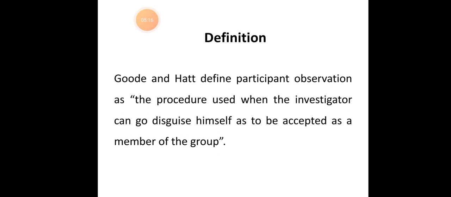Let's see the definition of participant observation. Goode and Hart define participant observation as the procedure used when the investigator can disguise himself so as to be accepted as a member of the group. So, in this kind of observation, the observer has to stay as a member in the group he wants to study.